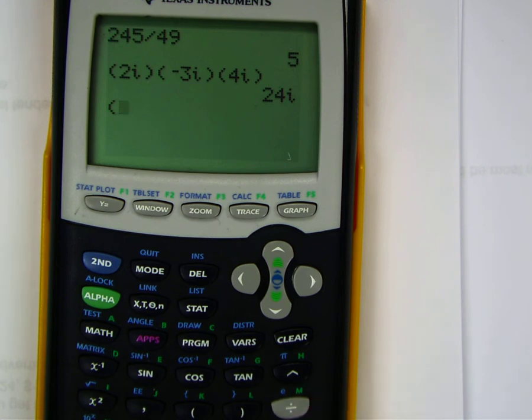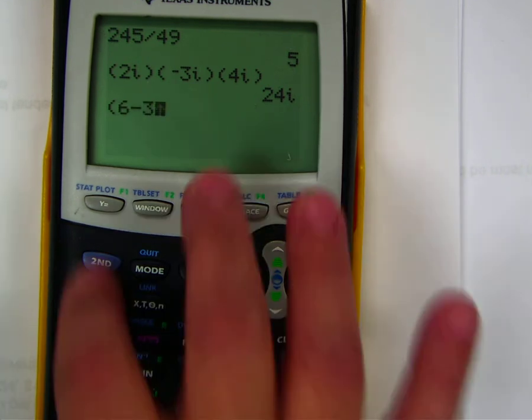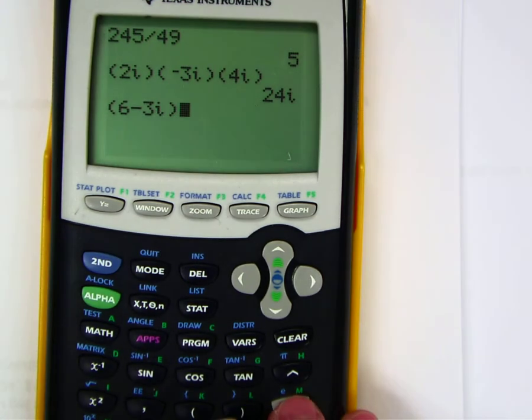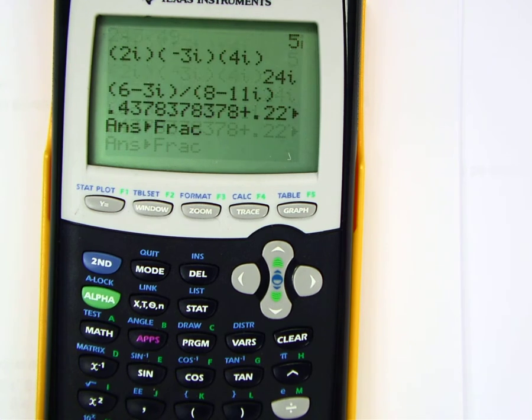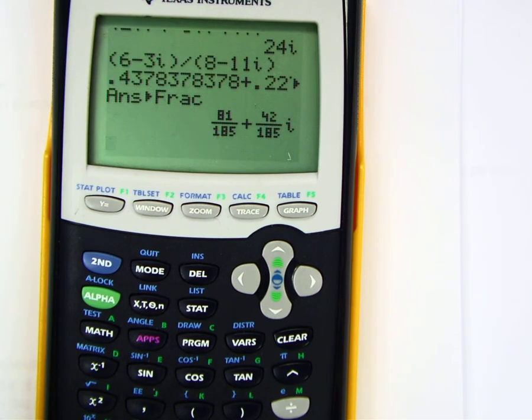Please make sure that you put the numerator and the denominator both in parentheses. 6 minus 3i, notice that's in parentheses, divided by, in parentheses, 8 minus 11i. Again, it gives me a nasty looking decimal, so math, enter, enter, and there you go. That is A.